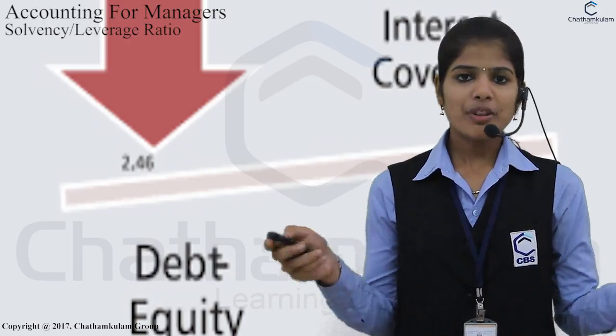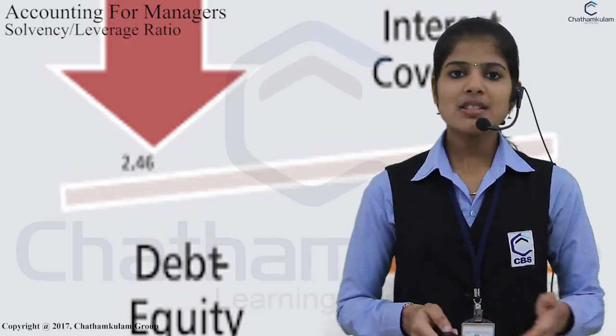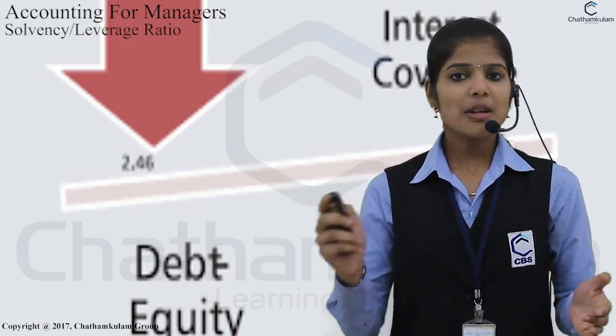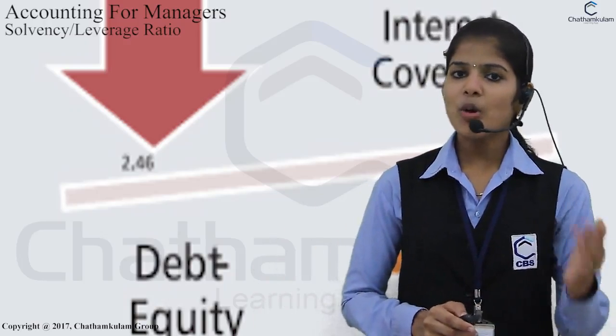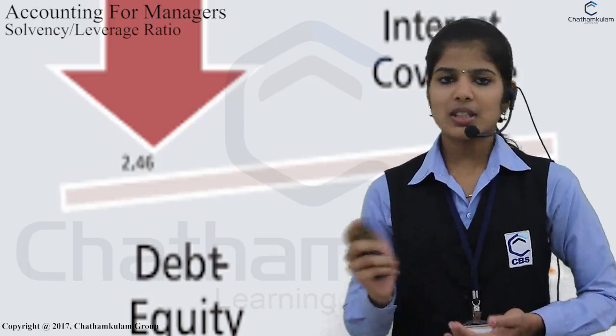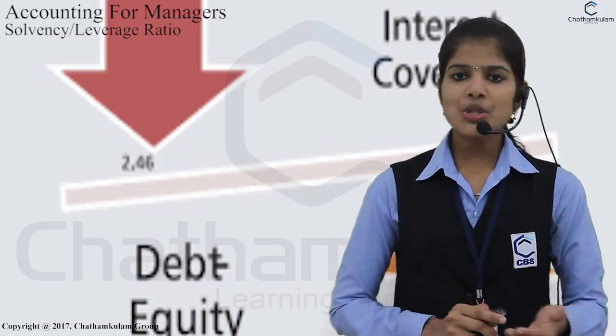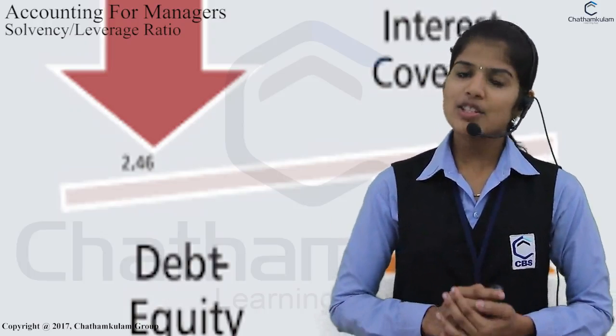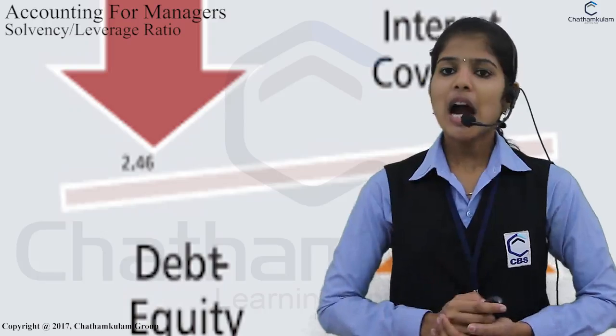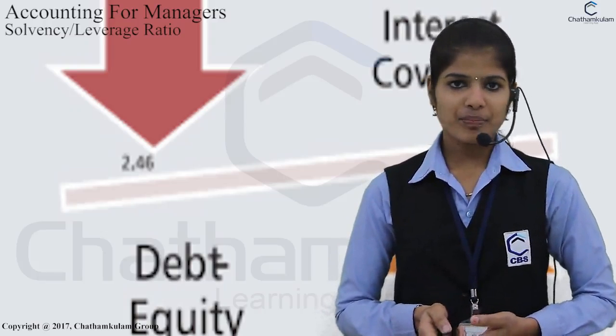From the point of view of the creditors, the larger the coverage, the greater the ability of the firm to handle fixed charge liability and the more assured the payment of interest to the creditors. In contrast, a low ratio is a danger signal that the firm is using excessive debt and does not have the ability to offer assured payment of interest to the creditors.